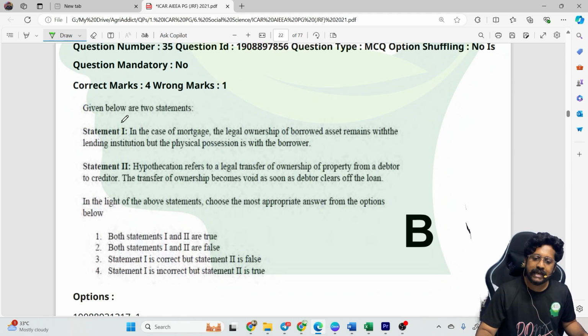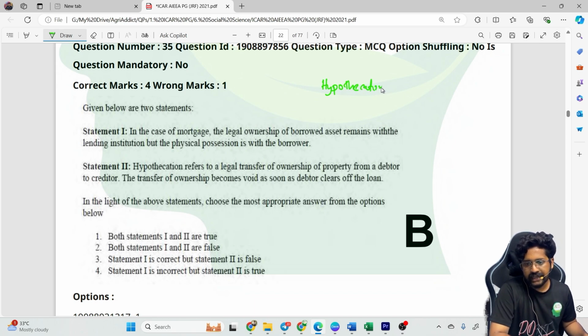Another statement question. The first statement goes like this: in the case of mortgage, the legal ownership of the borrowed asset remains with the lending institution, but the physical possession is with the borrower. Actually there is a trouble in the statement, right? Because the second part, the legal ownership remaining with the lending institution while the physical possession is with the borrower, is nothing but a type of hypothecation, right? Hypothecation is of two types.